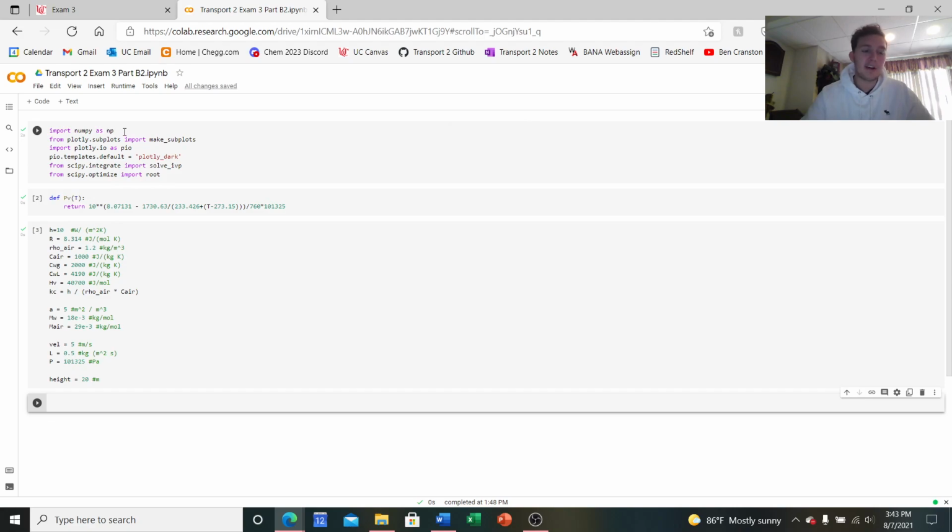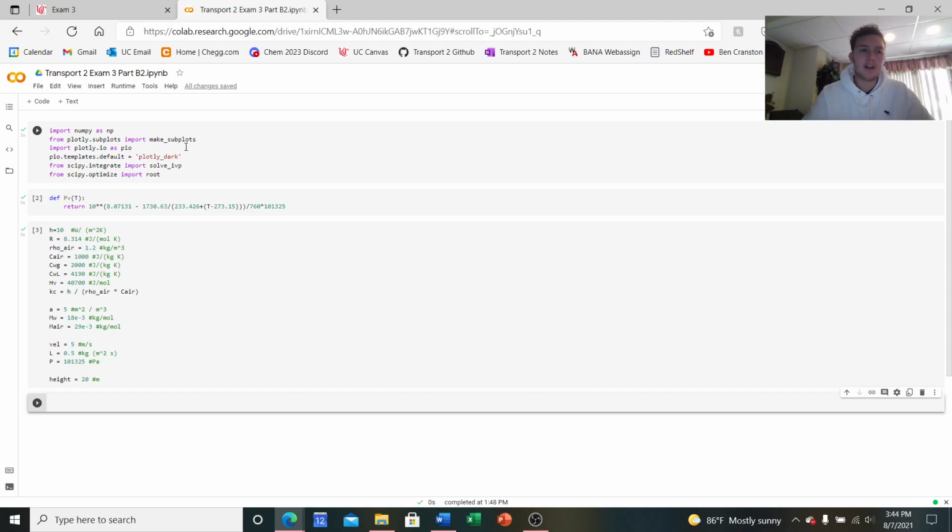NumPy is numerical Python. It allows us to solve equations. Plotly subplots, we can make subplots. That just allows us to make graphs and then use other sorts of plots depending on what we want it to look like. Plotly.io as pio allows us to modify that subplot or that graph, whatever we're trying to import in.